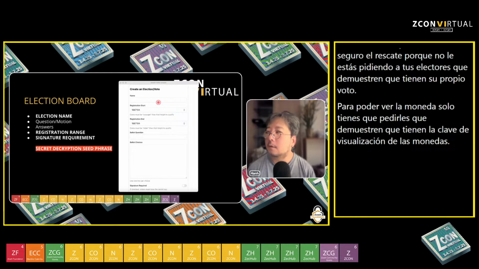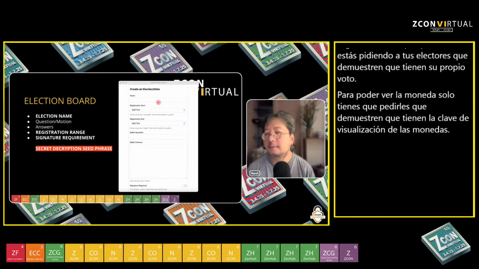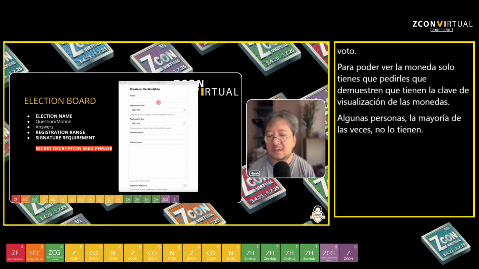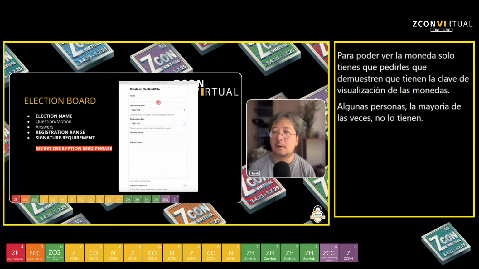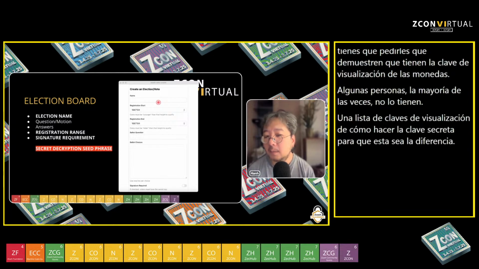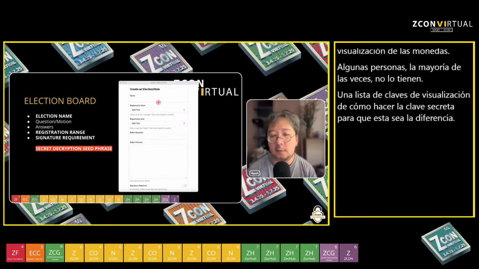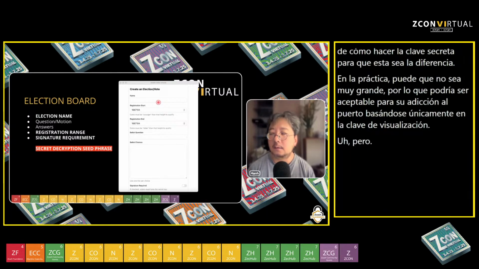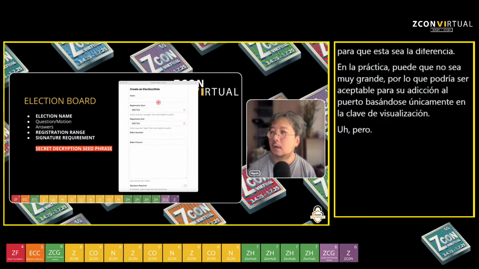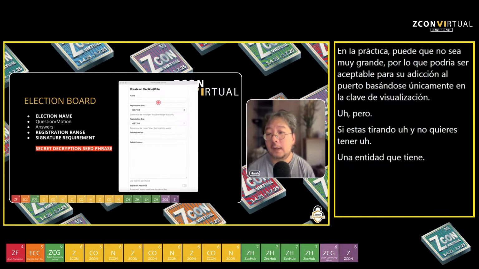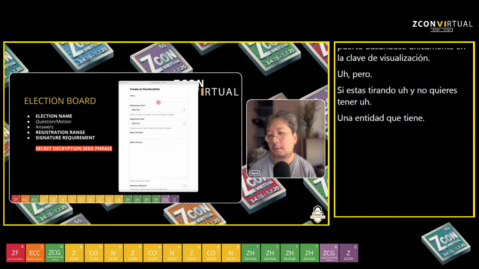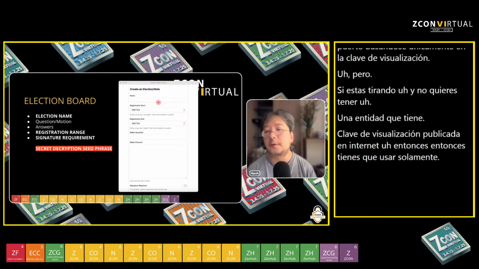Most of the time, people don't have a viewing key unless they have the secret key. So the difference in practice may not be very, very big. It could be acceptable for your election to poll based on the viewing key only. But if you are polling and you don't want an entity that has published their viewing key to the internet, then you have to use something more secure, and you should ask them to prove ownership of the coins.